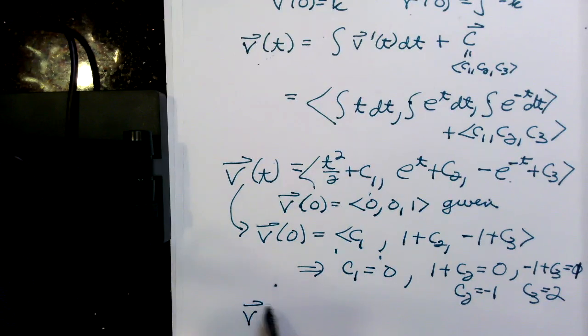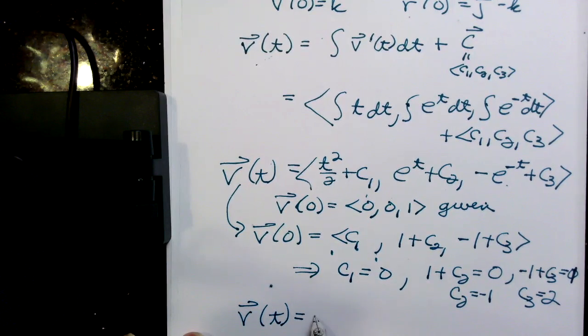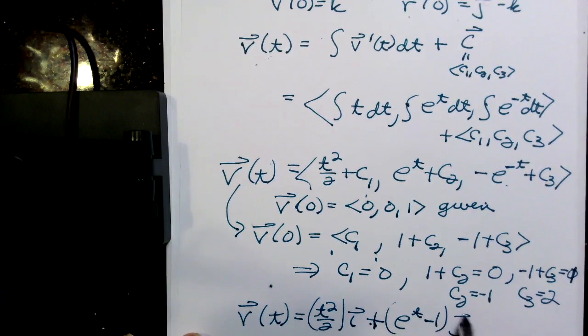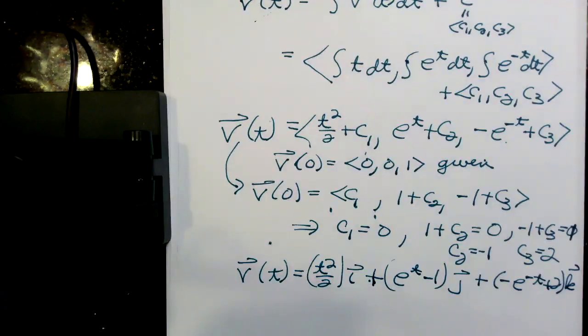So v of t, if you want to go back to the ijk notation, will be t squared over 2 times i plus e to the t minus 1 times j plus minus e to the minus t plus 2 times k. Okay? All right, so easy enough on that one.